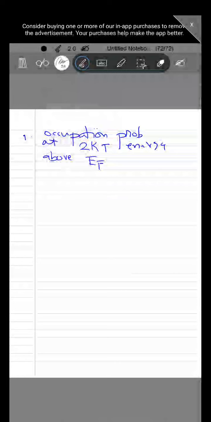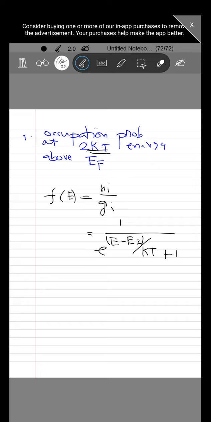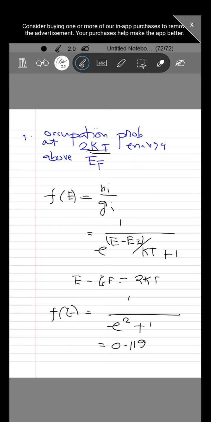So the occupation probability F(E) is nothing but the number of particles per state, which according to Fermi-Dirac is 1 by e to the power (E minus EF) by kT plus 1. According to the problem, E minus EF is equal to 2 kT. So that makes the occupation probability F(E) equal to 1 by e to the power 2 plus 1, and the value turns out to be 0.119.